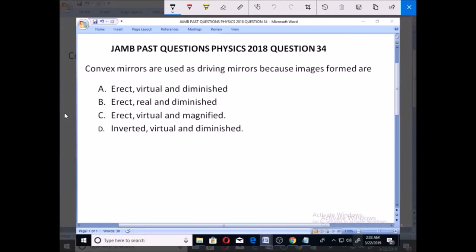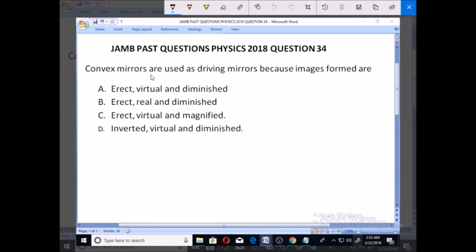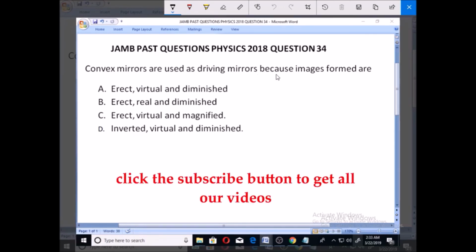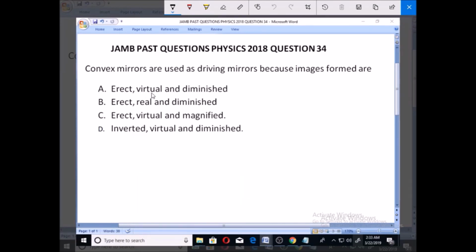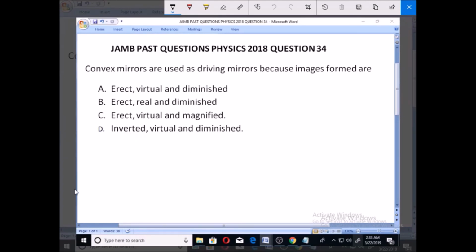Let's look at this JAMB past question, Physics 2018, question number 34. Convex mirrors are used as driving mirrors because images formed are A, erect, virtual and diminished, B, erect, real and diminished, C, erect, virtual and magnified, D, inverted, virtual and diminished. Now you find out that convex mirrors are the type of mirrors that you use in your car as driving mirrors.